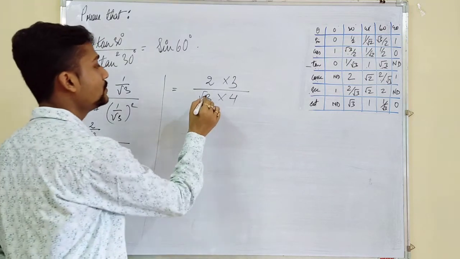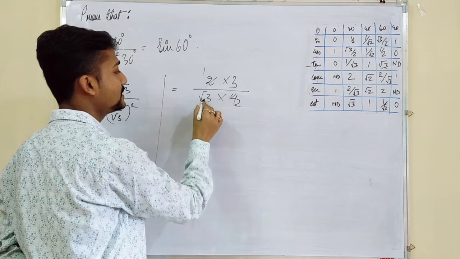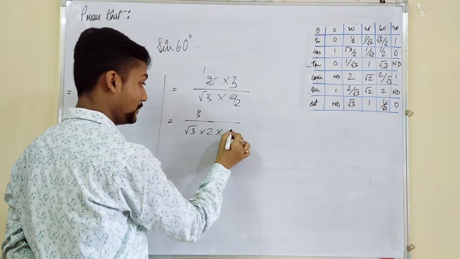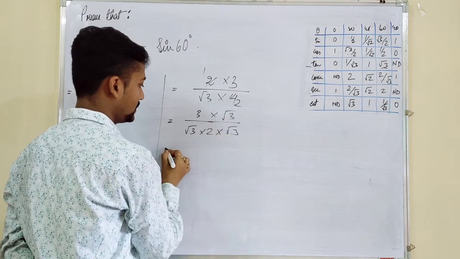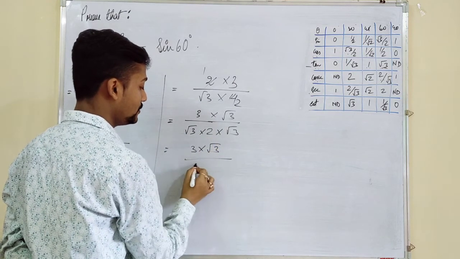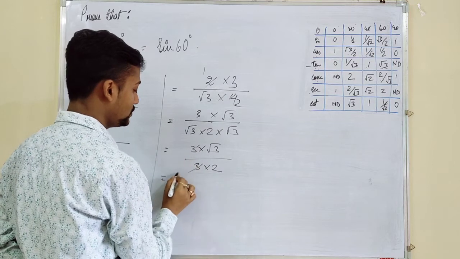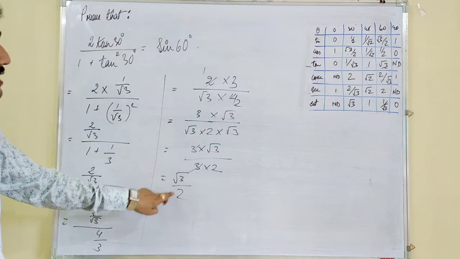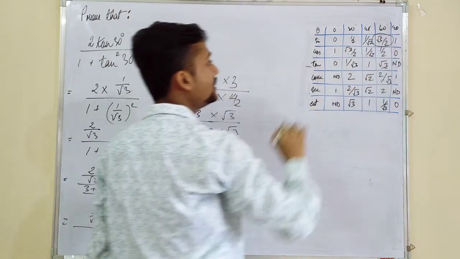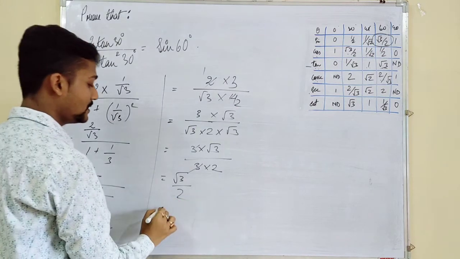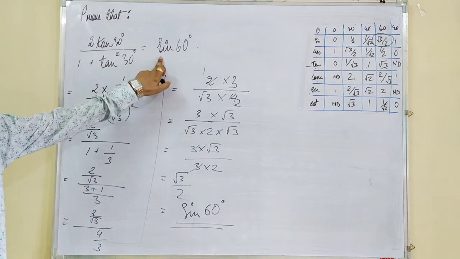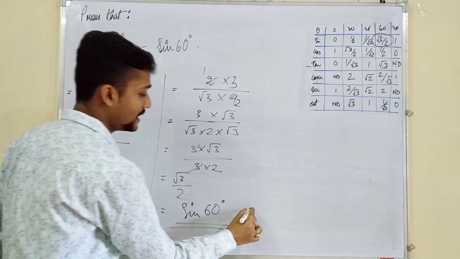I will try to remove this. Okay, 2 and 4 cancel, root 3. I want to remove root 3, so I will multiply with root 3. So it will be 3 into root 3 by 3, the 3s cancel, root 3 into root 3 into 2. So it will be how much? Root 3 by 2. Now see, where is root 3 by 2 in the table? Yes, it is here. Root 3 by 2 is equal to how much? Sin 60 degree. Hence, we got the value that was asked in the question, isn't it? Hence proved.